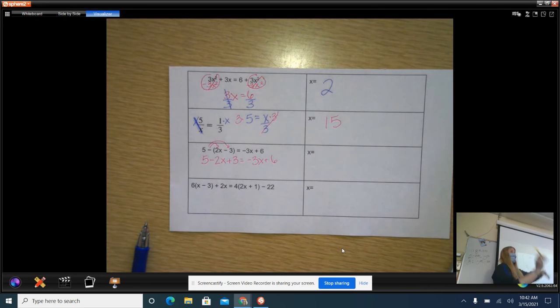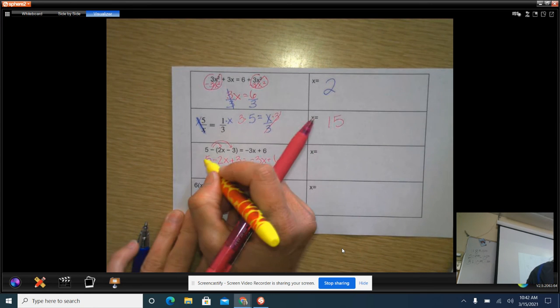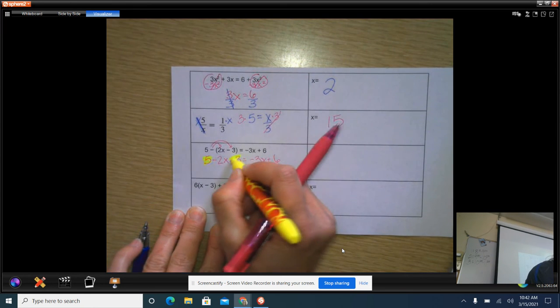Now, before we can start moving letters from one side to the other by doing the opposite operation, we have to combine like terms on either side, which means if we have multiple x's on one side, we need to add or subtract those together. Here we have 2 constants on the same side, so we need to put those together, combine our like terms before we move on. So I have a 5 plus 3.